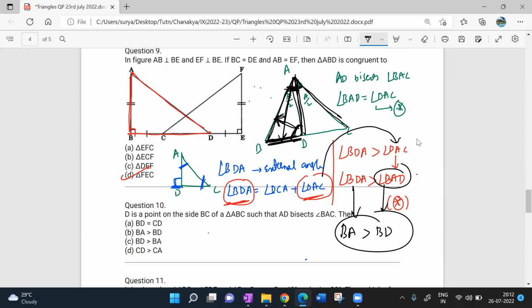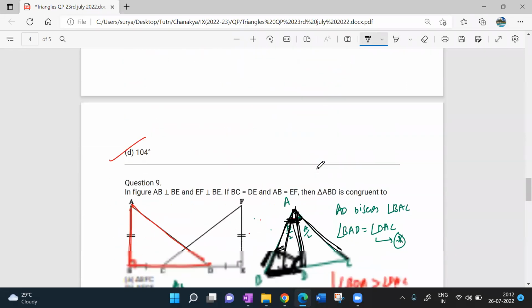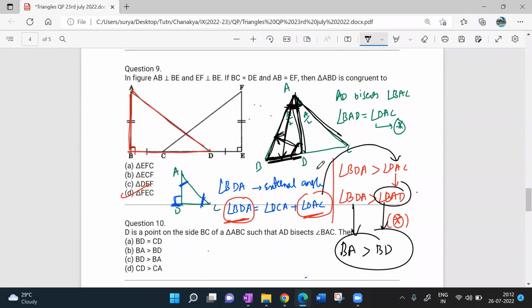Sir, in the 9th question, option E is also equal, sir. EFC, where is that? The 9th one, EFC. No, sir, EFC is not there. AB starting, sir. Starting from where? A, B, C. So it will start from F, then comes E, then goes C, like that.